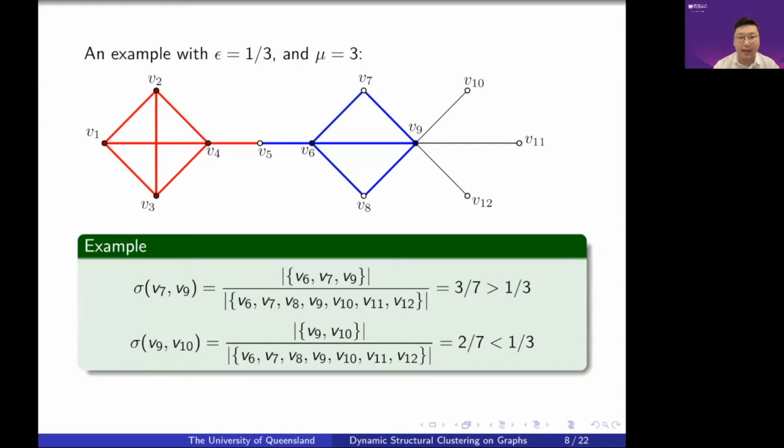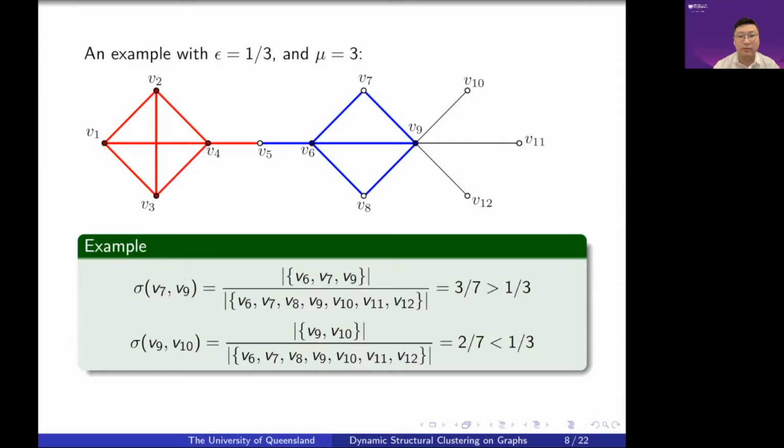For vertices V7 and V9, the intersection of their neighborhoods contains vertices V6, V7, and V9, and the union of these two neighborhoods contains vertices V6 to V12. So sigma(V7,V9) equals 3/7, which is larger than 1/3, so it is labeled as similar. The same holds for edge V9, V10. In this graph, I mark all the core vertices and similar edges with color.